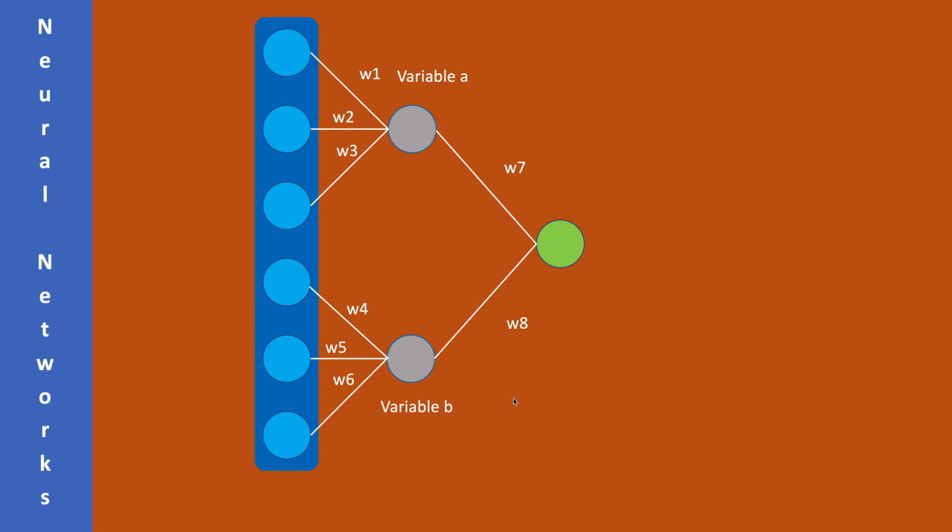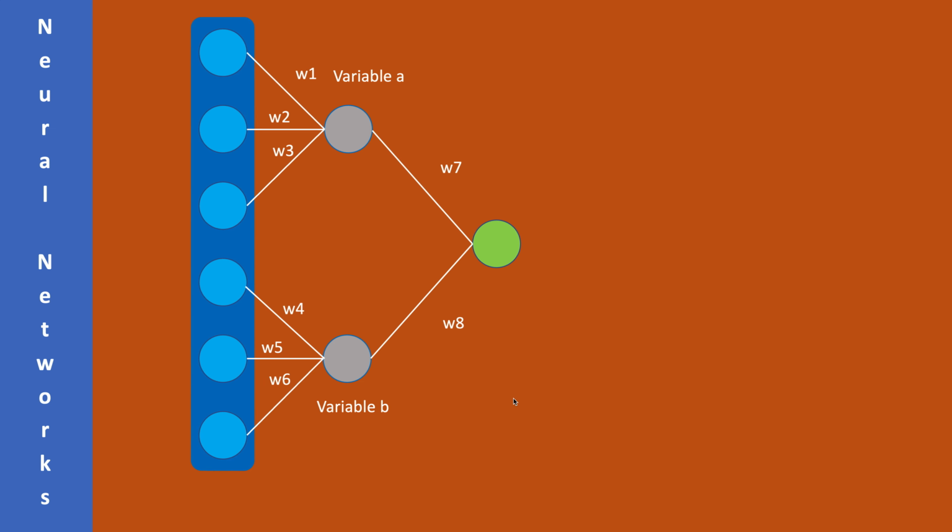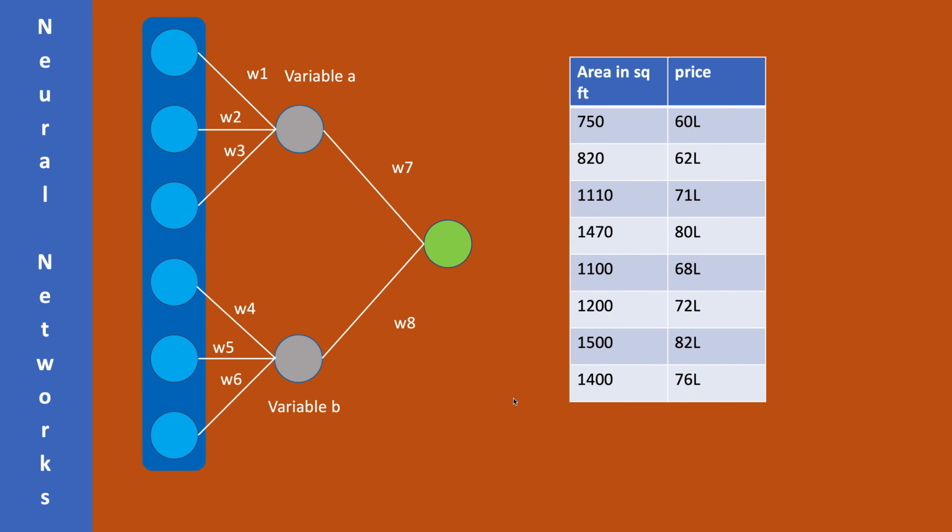A network is made of two parts, the linear part and the sigmoid part. So to give an example which can clearly show how the neural network works, let's take house price prediction data.